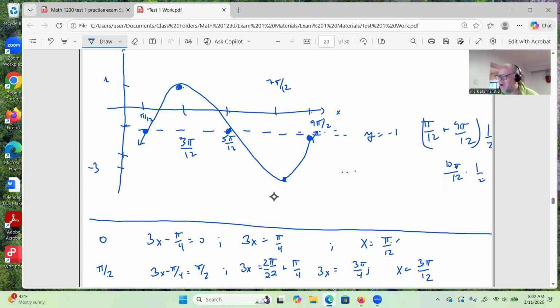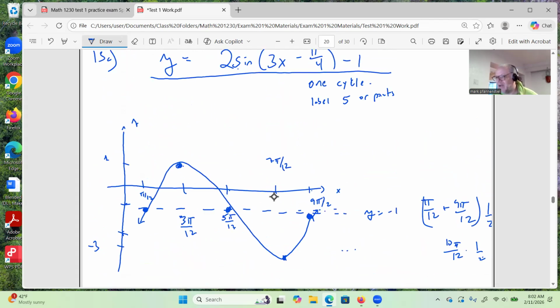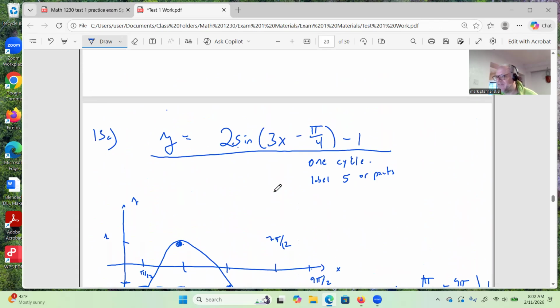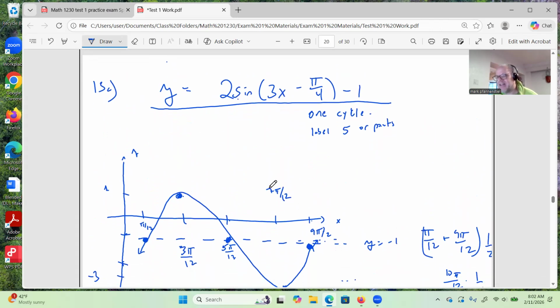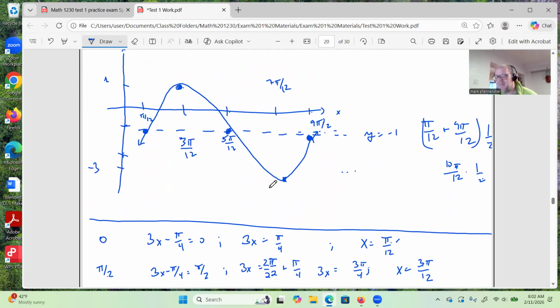But that would be our graph of how to graph this thing. And it even gives us the answers if I asked extra questions like what's the period or what's the phase shift, like your book frequently does. You'd also be able to answer those questions.